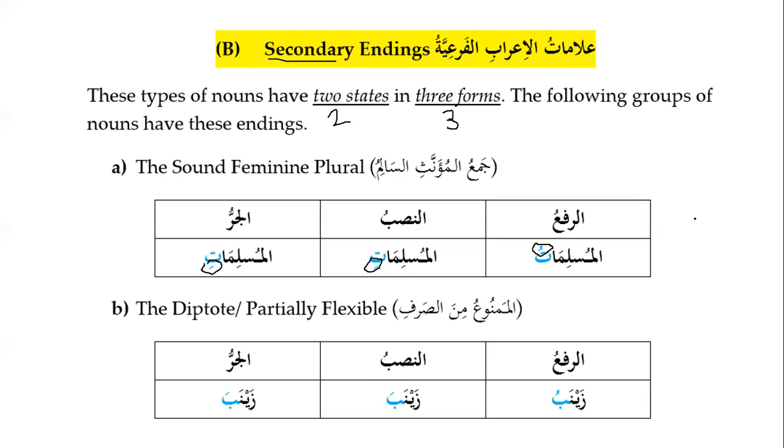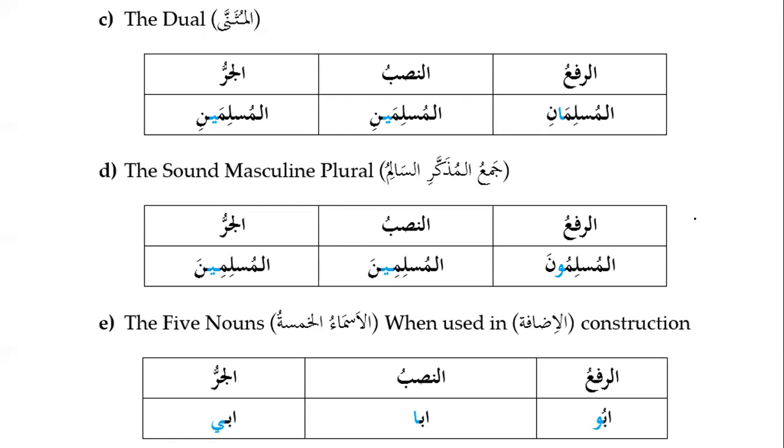All right, so this is the first. Then we have Al-Muthanna, the dual. What do you remember about the dual? The dual has the Ani, Aini, Aini sound, right? So Al-Muslimani, Al-Muslimaini, Al-Muslimaini. When we say Al-Muslimani, this is Marfu by Alif. And when we say Al-Muslimaini, it is Mansub by Ya, Majroor by Ya. Ani, Aini, Aini. So this one has two states.